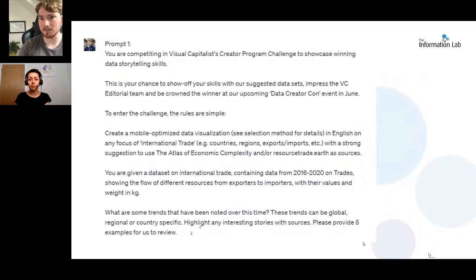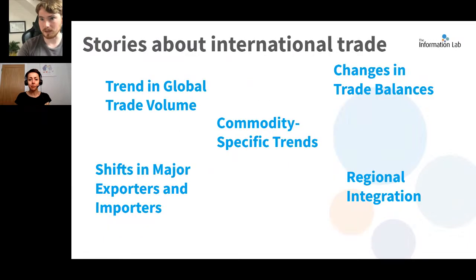And these are the themes that came back. So I got back 5 different themes. First off, we're talking about this trend in global trade volume. They were saying that maybe it's taken a sharp downturn because of COVID-19 and the pandemic, and this might be quite an interesting story on that side.